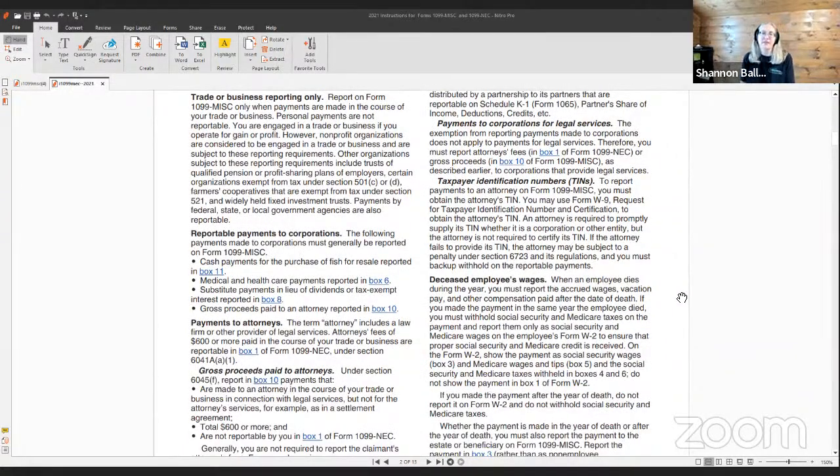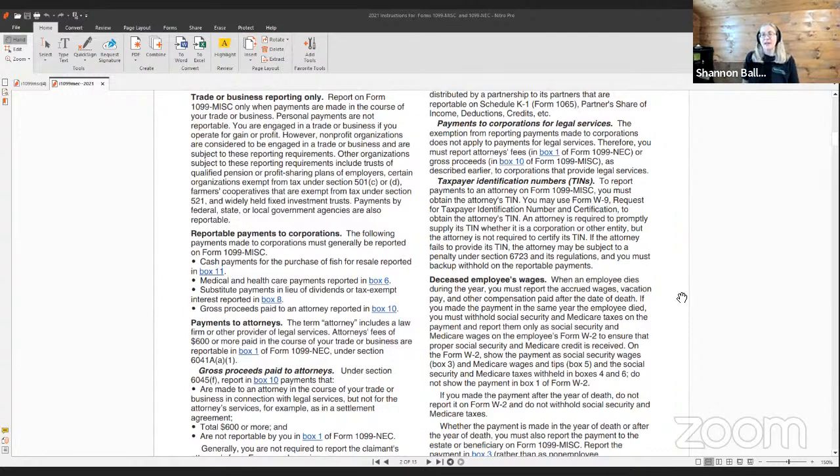Taxpayer identification numbers. To report payments to an attorney on Form 1099 miscellaneous, you must obtain the attorney's TIN. You may use Form W-9, Request for Taxpayer Identification Number and Certification, to obtain the attorney's TIN. An attorney is required to promptly supply its TIN, whether it's a corporation or other entity, but the attorney is not required to certify its TIN.